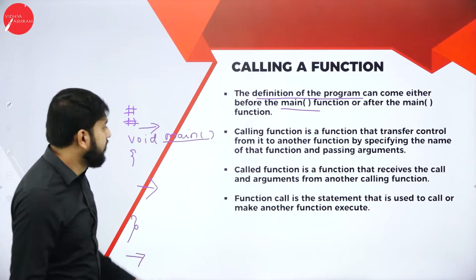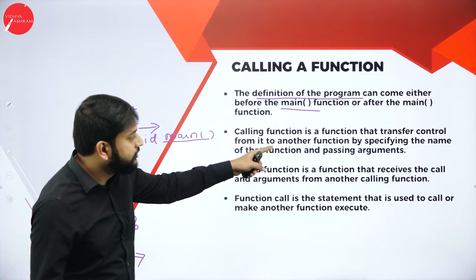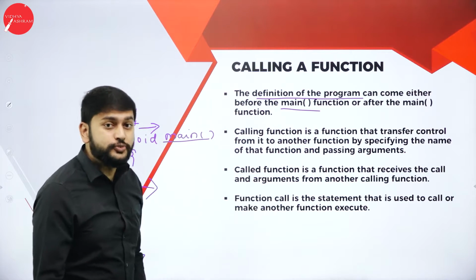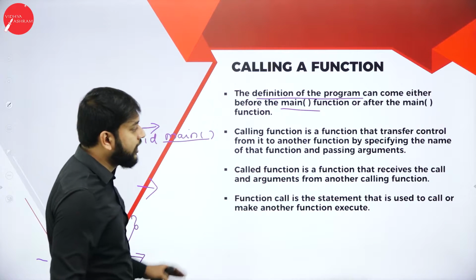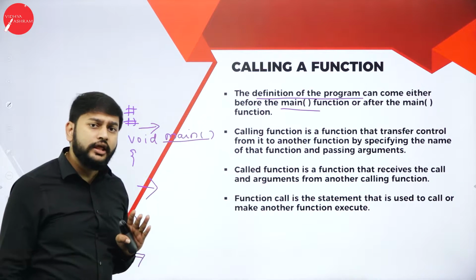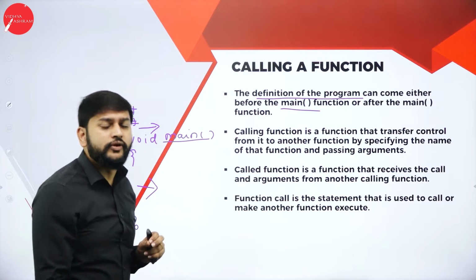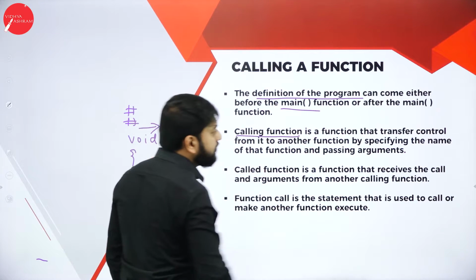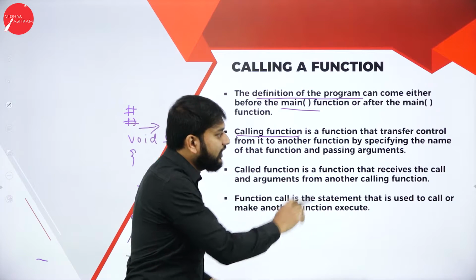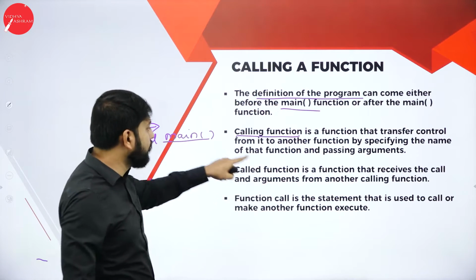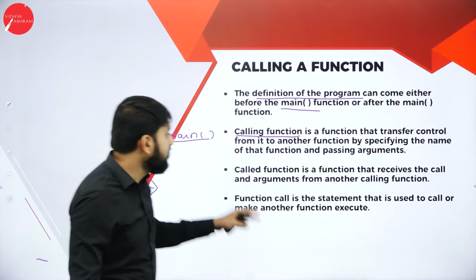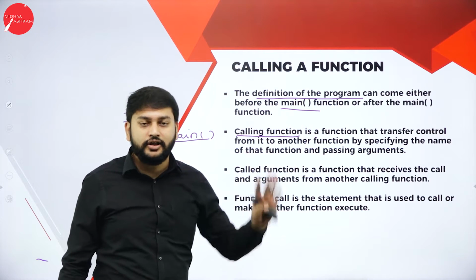What is the second point? Calling function is a function that transfers the control from it to another function by specifying the name of that function and passing the arguments. I will read it very slowly. Listen to me carefully. Calling function is a function that transfers the control from it to another function by specifying the name of the function and passing the arguments.